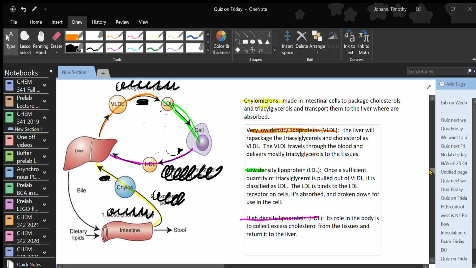Okay. The main point here, though, is get those four lipoproteins. You need to know what they do.